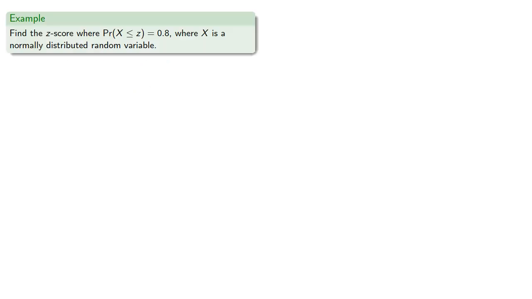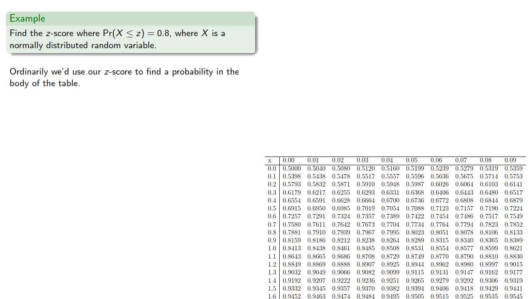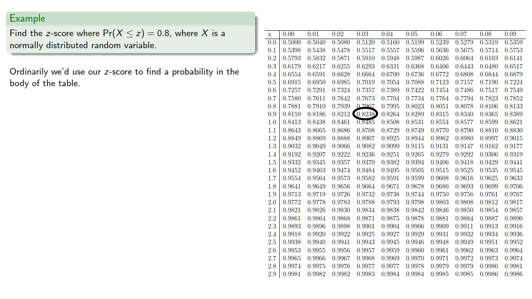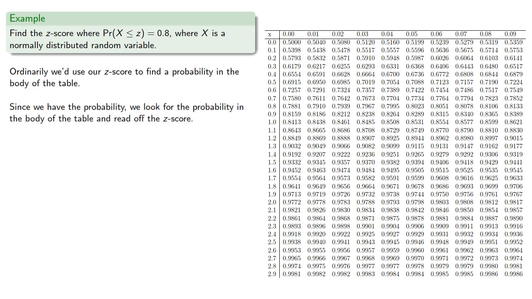For example, find the z-score for which the probability that x is less than or equal to z is 0.8, where we'll assume that x is a normally distributed random variable. So ordinarily we'd use our z-score to find a probability in the body of the table. Since we have the probability, we look for the probability in the body of the table and read off the z-score.